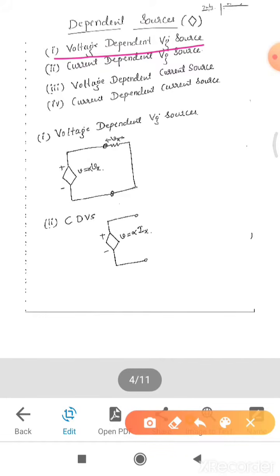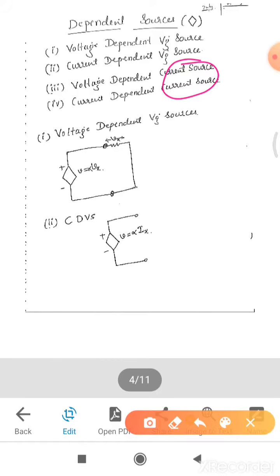As I said, sources are of only two types: one is voltage source, another is current source. So suppose a voltage source is dependent on some voltage in the same circuit, then that source is called a voltage dependent voltage source. Similarly, if this same voltage source is dependent on some other current in the same circuit, that is called a current dependent voltage source.